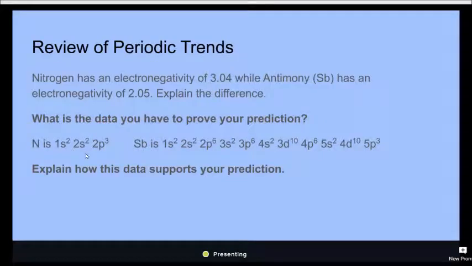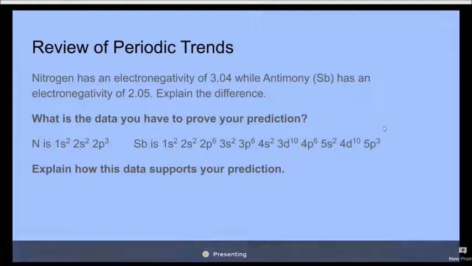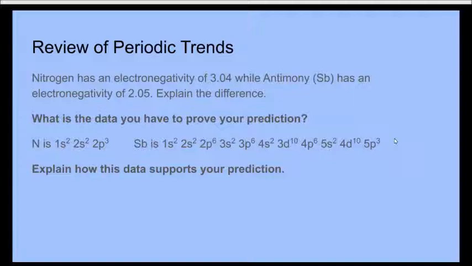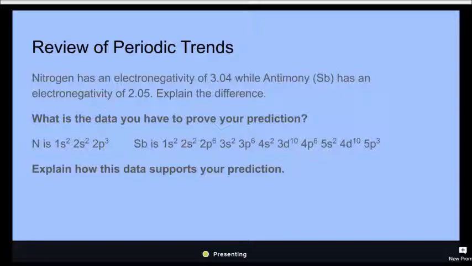The data to prove our prediction is, here's the electron configuration of nitrogen. Here's the one for antimony. You could also include the number of protons, so its atomic number, or Z number, can sometimes be included. But we always consider, are they on different rows? Are those electrons in different energy levels that we're talking about first? We only really need to worry about protons when we go, oh, look, they have the same number of layers of electrons. So then we would explain how the data supports our prediction.